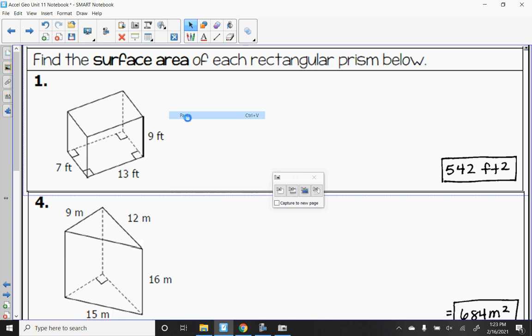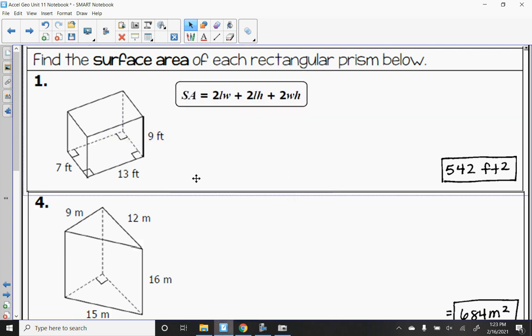Let's do a paste. All right, so here's our formula. It's L, W, and H for length, width, and height. Now, it doesn't matter which one is which. If you think the 9 looks like the height, go ahead and make it a height. So everywhere you see H in the formula, we'll just put a 9 there. If I want 7 to be my L, so that every time I see an L, I'll put in my 7, and then my 13 can be W, and then everywhere I see a W, I'll just put the 13 in.